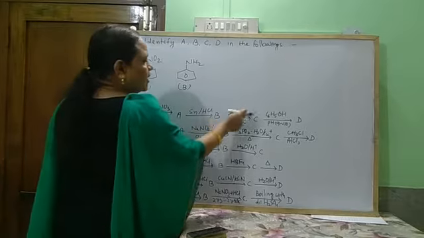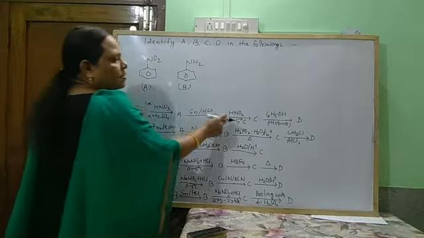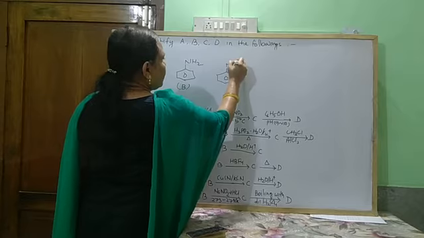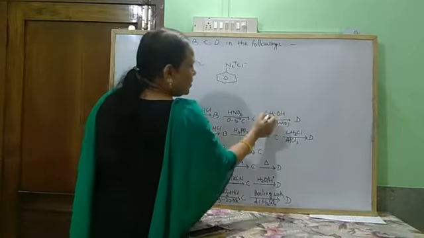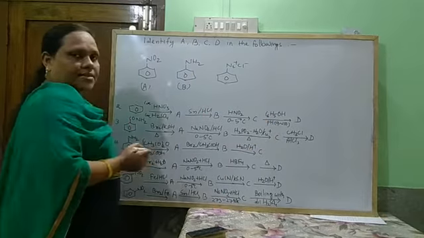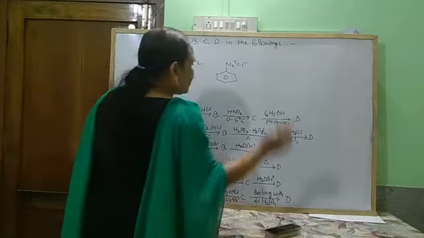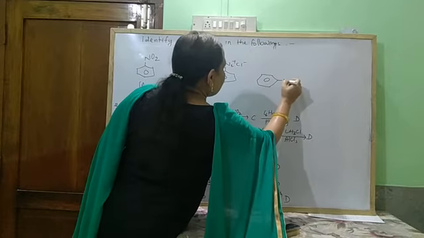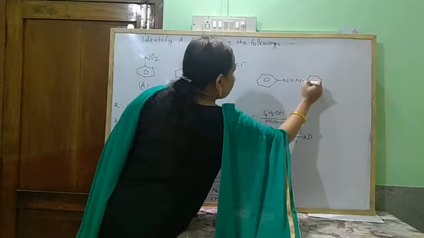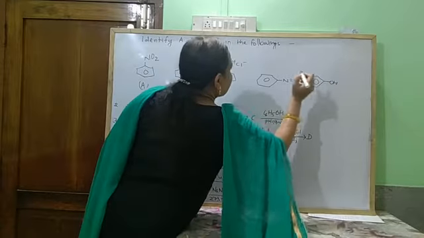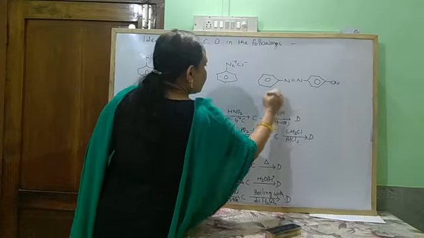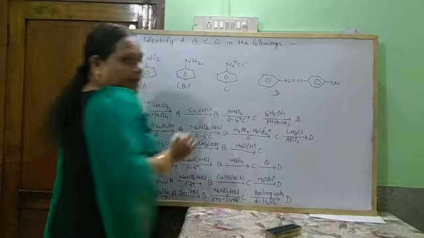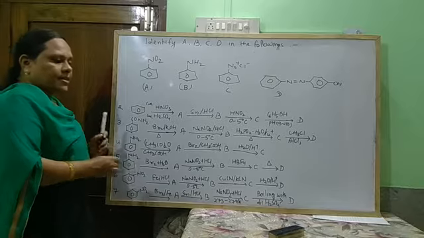And this is treated again with nitrous acid at 0 to 5 degrees Celsius. That means it forms benzene diazonium chloride by the diazotization reaction. And this is treated with phenol at pH 9 to 10. This is a coupling reaction, and a dye is formed here. So what is this? This is para-hydroxyazobenzene. So this is D. This is an orange dye.